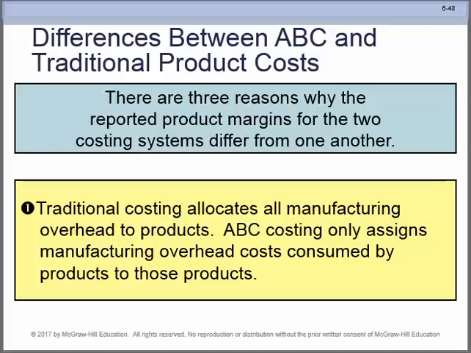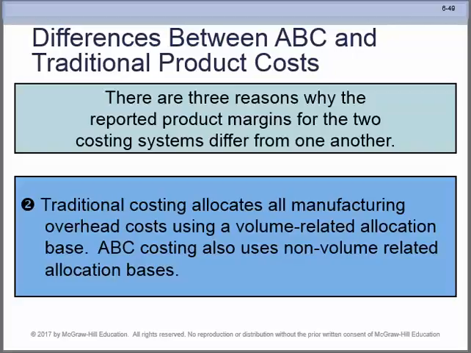So there's three reasons why the reported product margins for the two costing systems differ from one another. Traditional costing allocates all manufacturing overhead to products. And I want you to think about that. We were talking about under ABC, we have that category we called other, and we don't assign that to a product. Those are plant-wide overhead that we can't really reasonably assign to a product. Okay? ABC only assigns the manufacturing overhead consumed by products.